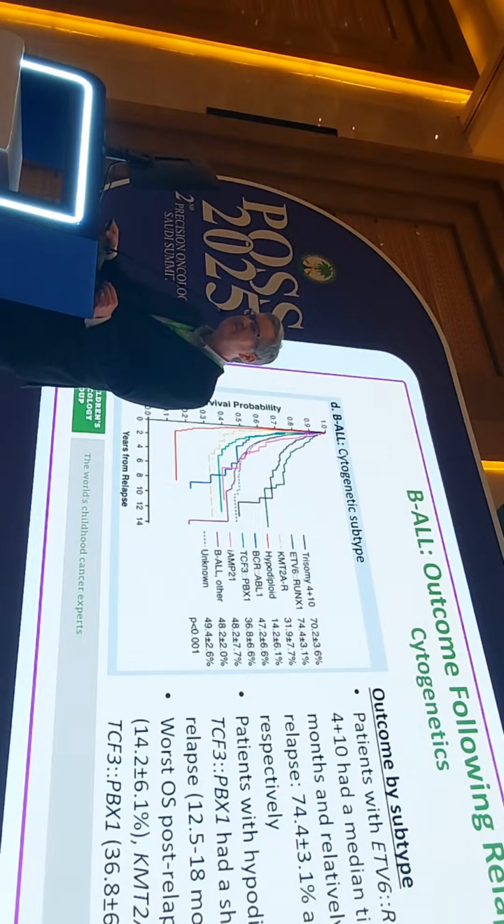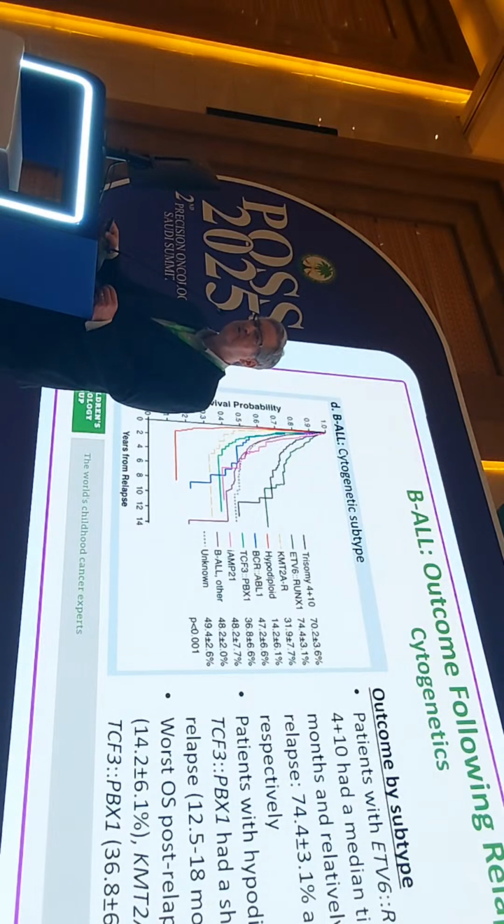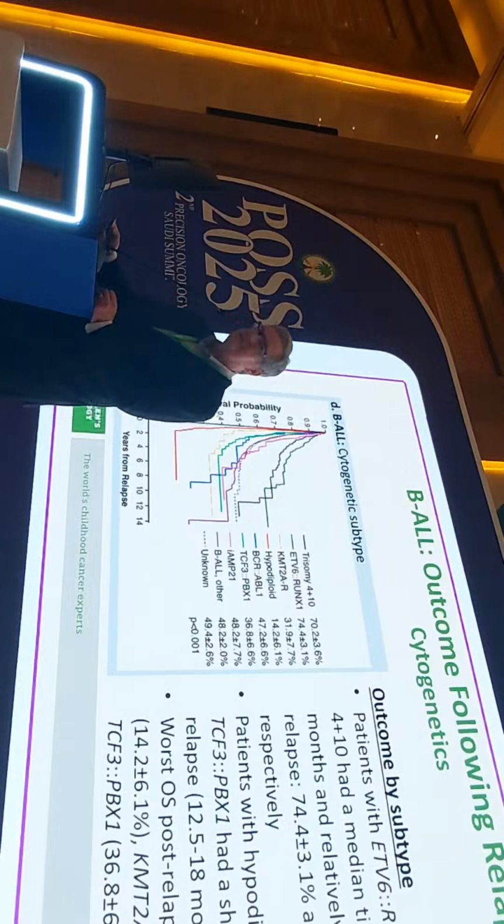In contrast, we have some other genetic subtypes: hypodiploidy, rearrangements of the KMT2A gene, and the TCF3-HLF fusion from the 17;19 translocation. These patients have a short median time to relapse, like 12 to 18 months, and poor survival, with the worst survival being in patients with hypodiploidy, only 14%.